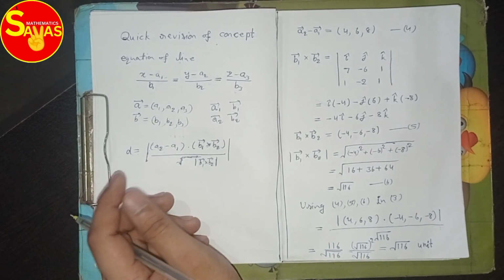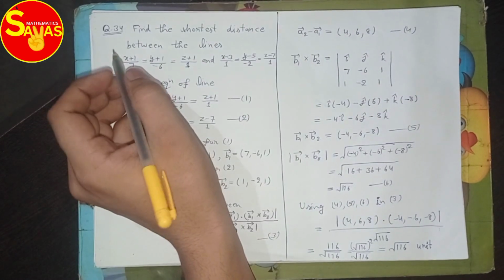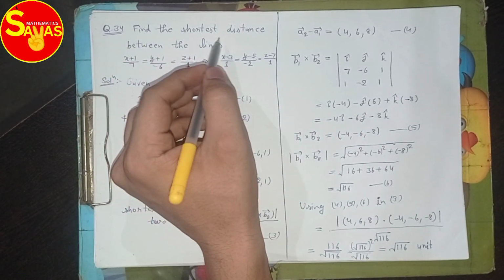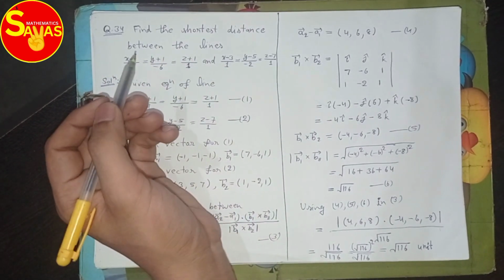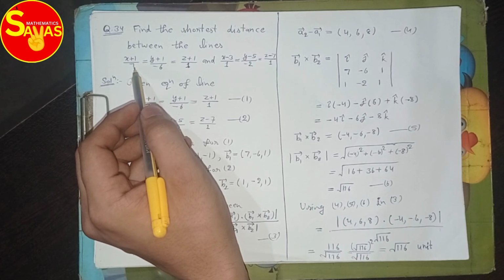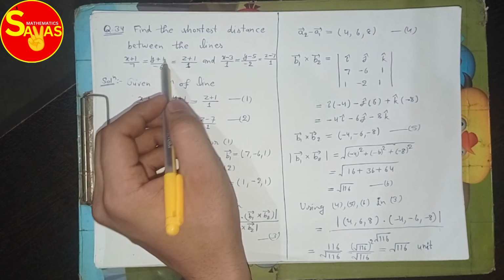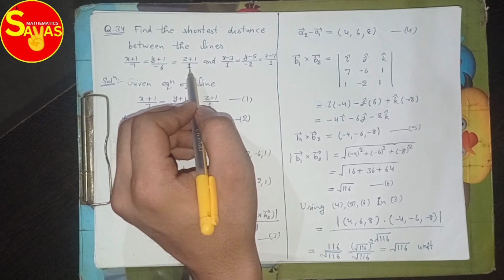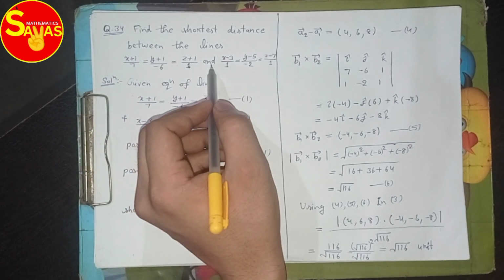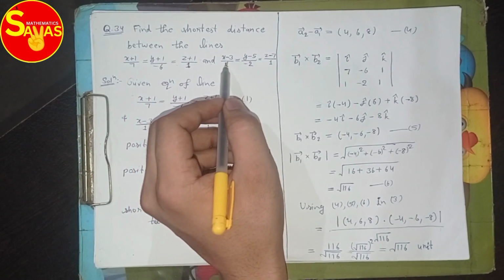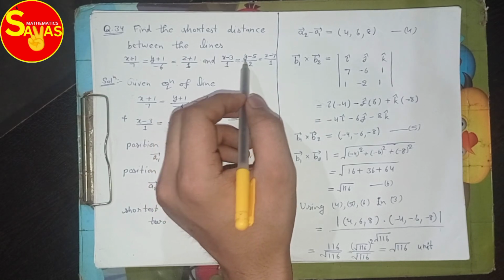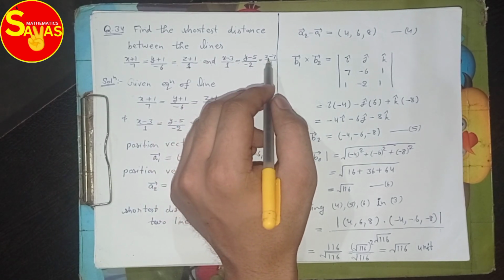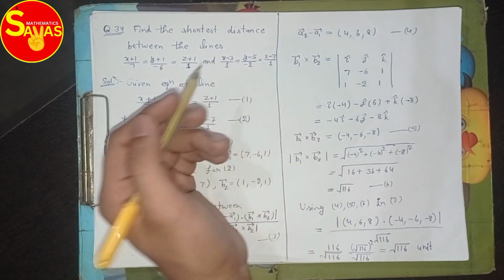So now we move on to the question. Today we will discuss question number 34. Find the shortest distance between the lines (x minus 1)/7 is equal to (y plus 1)/minus 6 is equal to (z plus 1)/1, and (x minus 3)/1 is equal to (y minus 5)/minus 2 is equal to (z minus 7)/1.